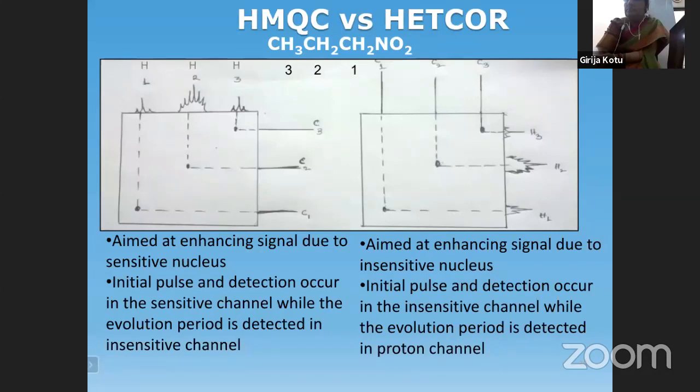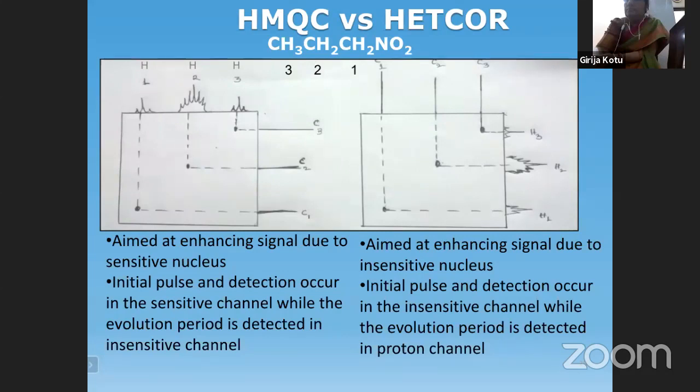HMQC is aimed at enhancing signal due to the sensitive nucleus, whereas HETCOR is aimed at enhancing signal due to the insensitive nucleus, which is in fact not required. In HMQC, initial pulse and detection occur in the sensitive channel, while the evolution period is in the insensitive channel, whereas in HETCOR, initial pulse and detection occur in the insensitive channel, while the evolution period is in the proton channel.